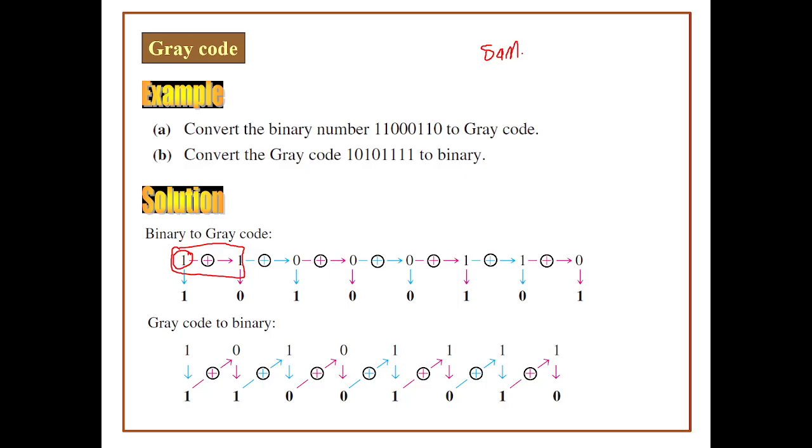If same, equal as 0. If not same, you put as 1. Sorry guys, I don't have my notepad with me. I have to use the mouse here. Not same, you put as 1. Okay.